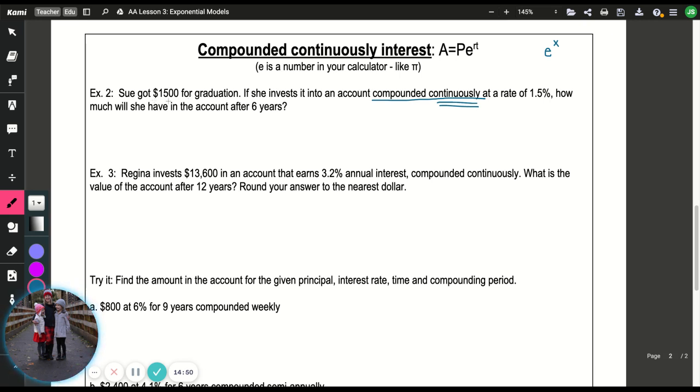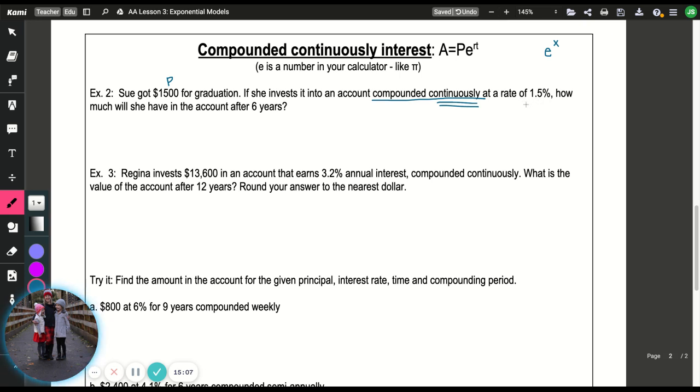So Sue got $1,500 for graduation and she's going to invest it. That means that is our P. The account is compounded continuously. So we use this formula. Sometimes people call it PERT. Looks like PERT. That's the compounded continuously.